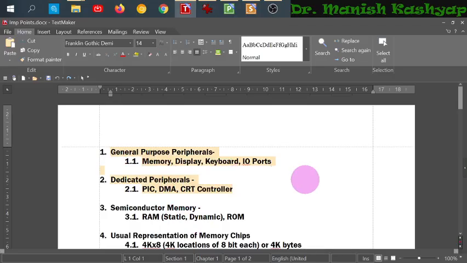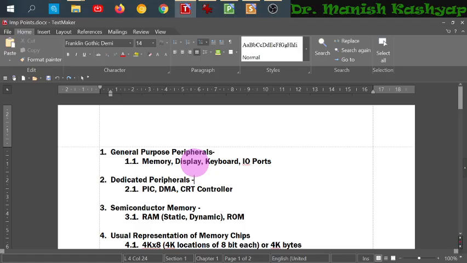Peripherals are of 2 types. First is general purpose peripherals and second is dedicated peripherals. General purpose peripherals mean that you need to have a memory with a microprocessor, because if you do not have memory, the microprocessor simply won't work, because your programs are written in the externally interfaced memory only. They are not written inside the internal registers of the microprocessor. So this is a general purpose peripheral. You need to have this.